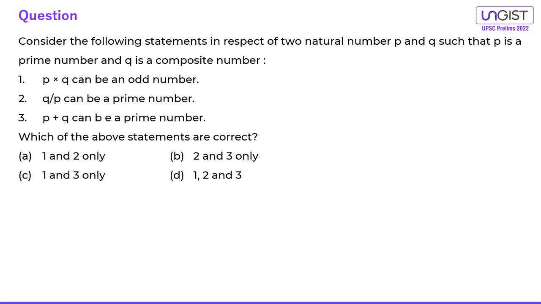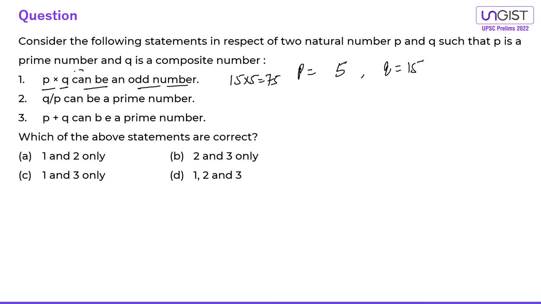Next question is, consider the following statements in respect of two natural numbers P and Q such that P is a prime number and Q is a composite number. Okay, let's assume P as 5 and Q as 15. Right? P is a prime number and Q is a composite number. Okay, first statement is P into Q can be an odd number. P into Q, yeah, 15 into 5 is 75. Yeah, it is an odd number.